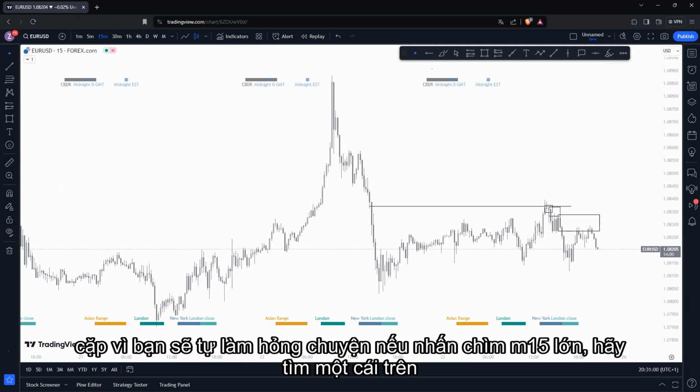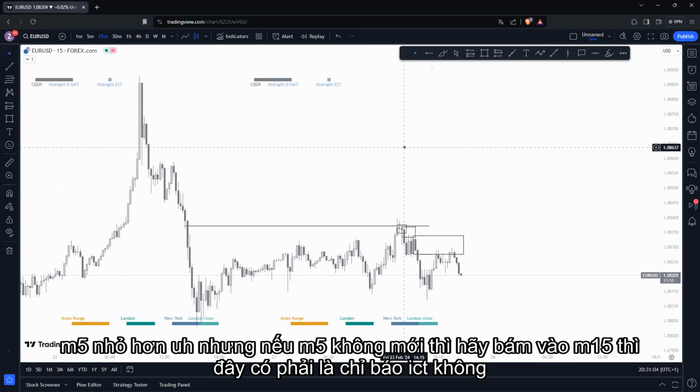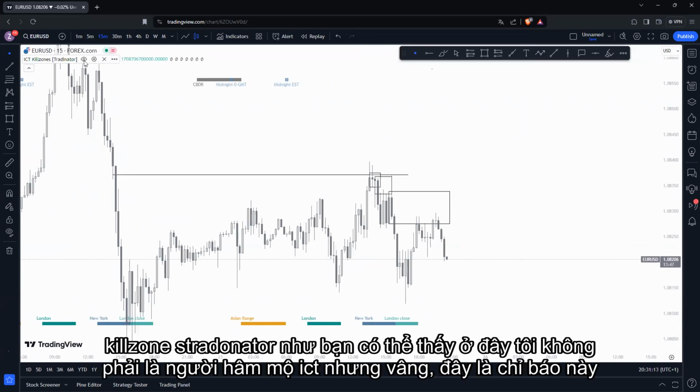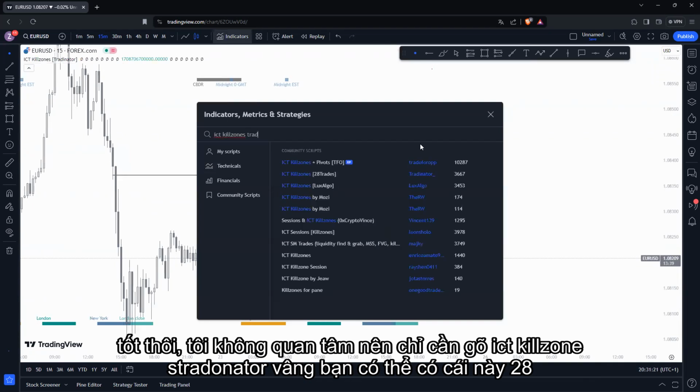If the M15 engulf is big, find one on the M5 that is smaller. But if the M5 is unfresh, stick to M15. This indicator is ICT Kill Zones by Tradinator, as you can see right here. I'm not a fan of ICT, but this indicator is good. I don't care, so just type ICT kill zones Tradinator.